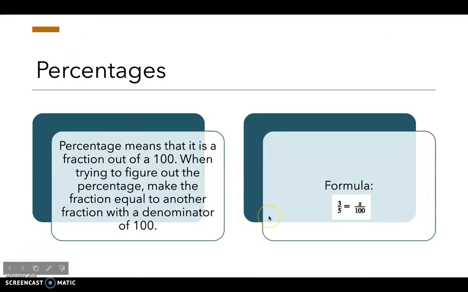So first, what is a percentage? A percentage means out of 100. When trying to figure out the percentage, make the fraction equal to another fraction with the denominator of 100. So for example, they gave us an example fraction and they made it equal to x over 100, because percent is out of 100. And whatever x is will be equal to your percentage.